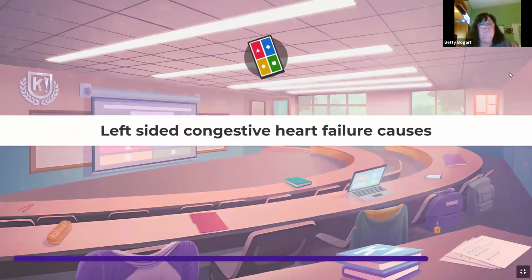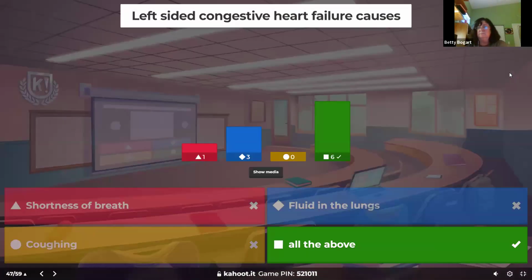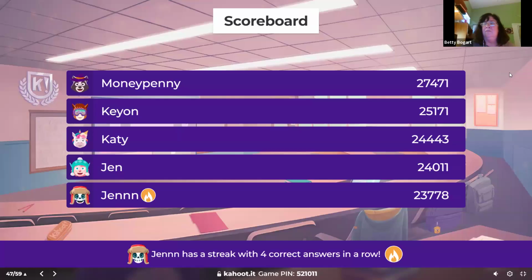Left-sided congestive heart failure causes what? So all that left side is filling up. What do you see? Where does it go? Shortness of breath, cough, fluid in the lungs. Very good.